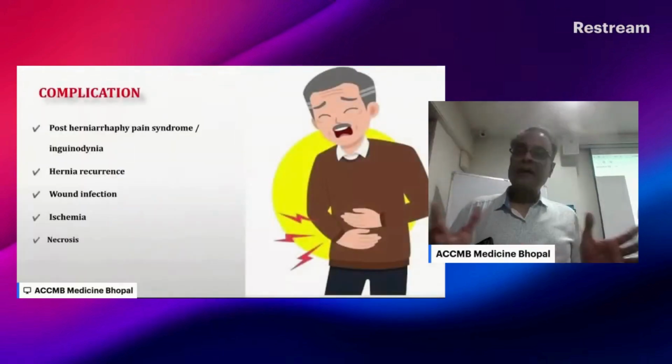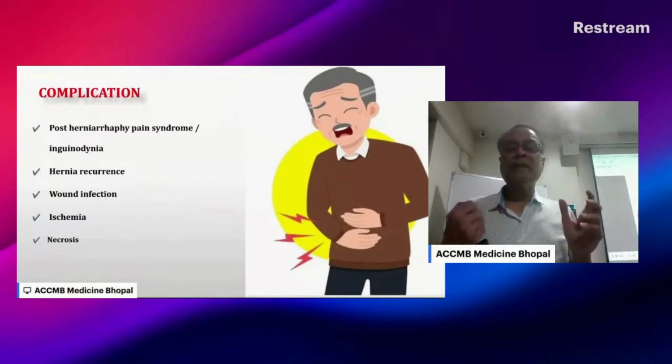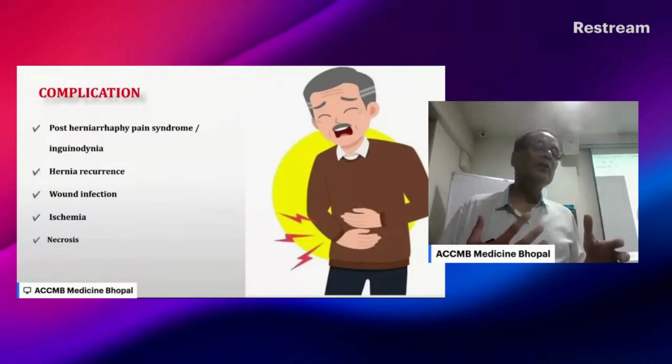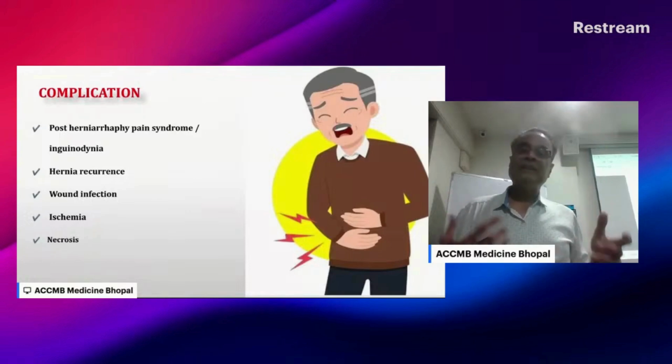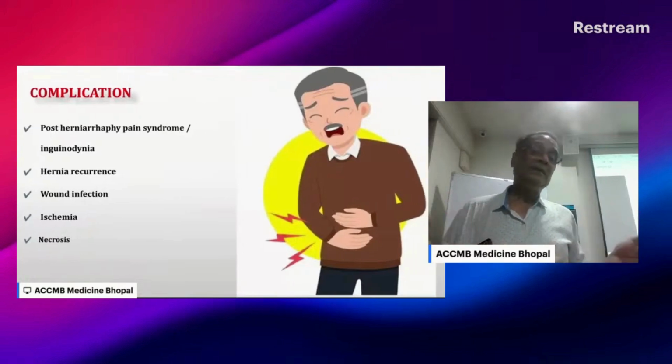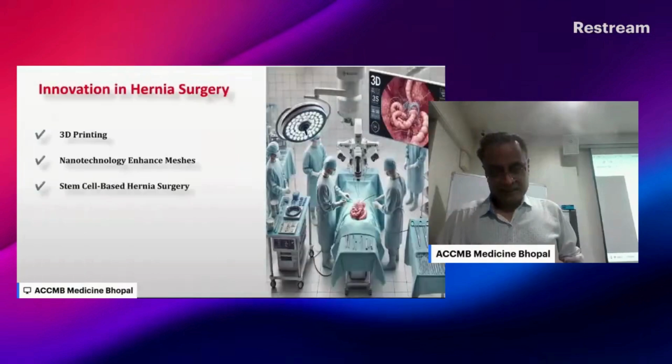Complications after hernia surgery: post herniorrhaphy pain syndrome. It is because of the entrapment of the ilioinguinal nerve or hypogastric nerve, hernia recurrence, wound infection, mesh infection, ischemia. All such things can happen after hernia surgery.